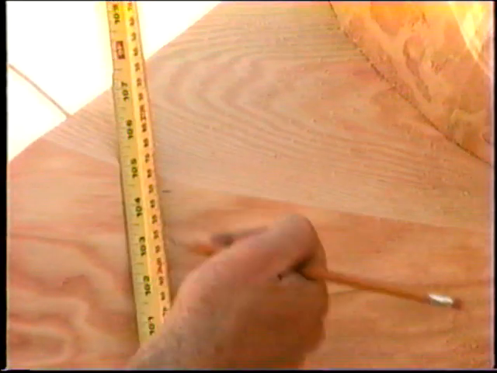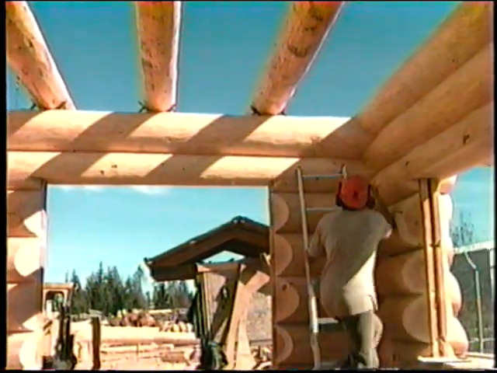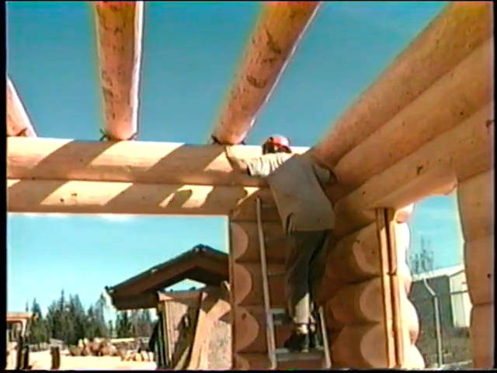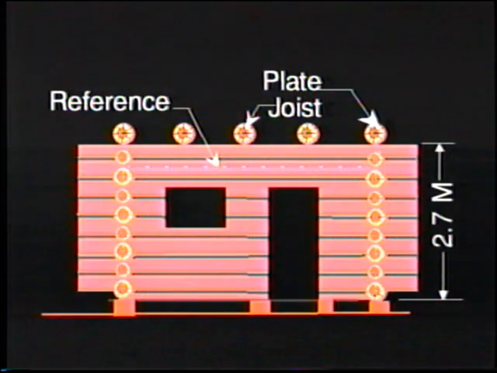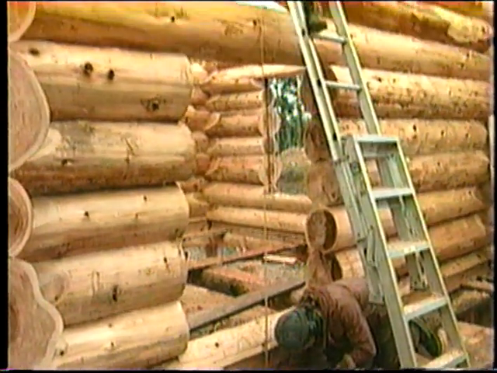Snap a level line at a known height above the base and at each end of the building where the joists will be resting. This line is to represent the foundation line and is simply a convenient place to take measurements from. You can measure right from the foundation if that is more convenient.